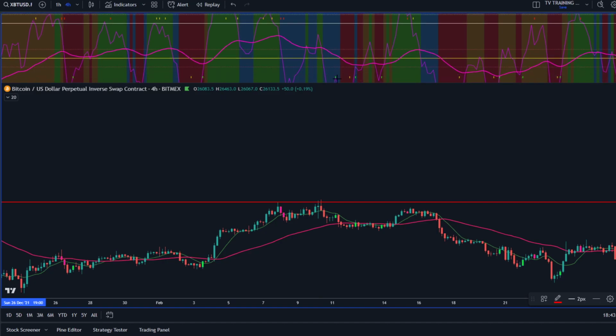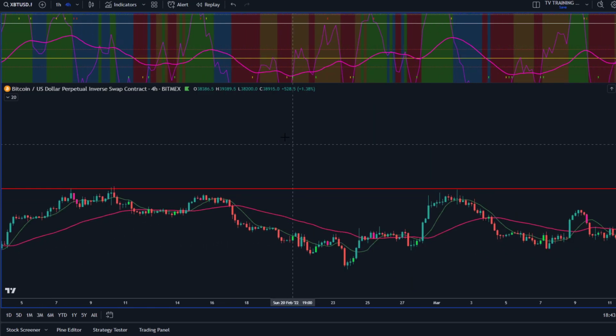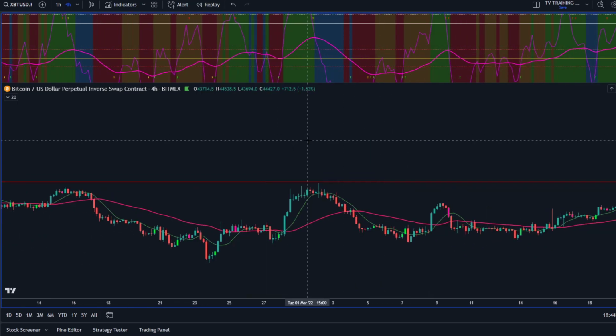If that wasn't good enough, it comes back to give you another 60 rejection right there, a mega leg down again. I think I've proven my point. This has significant edge. Learn how to use it.